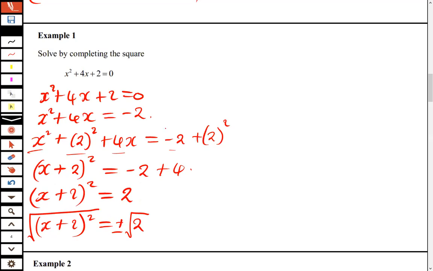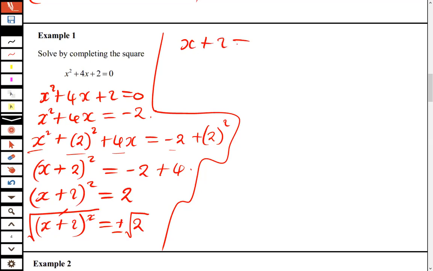All right, so what I'm going to do next is, this square root and that square will go. I'm going to remain with x plus 2 this side, and then this other side, I'll still be having plus or minus the root of 2. So I'll take this 2 to the other side of the equal sign, meaning I'm going to have x is equal to -2 plus or minus the root of 2.